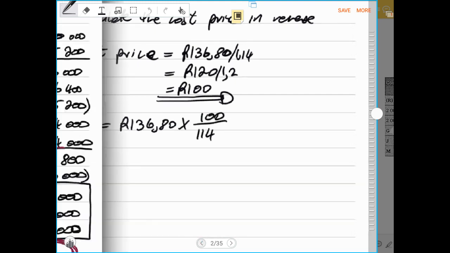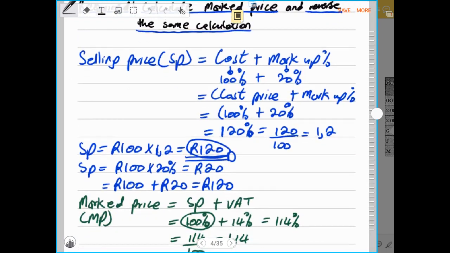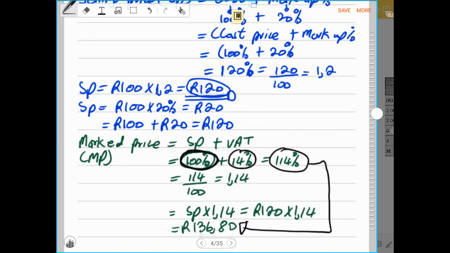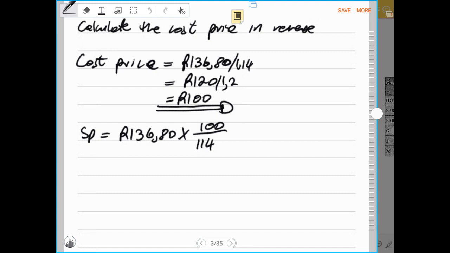Why are we doing this? It is because our selling price is 100%. I mentioned that our selling price is 100%, and we added VAT, and therefore now the marked price is 114%. That means this amount that we are looking at, this marked price, it is 114%. So now we are looking for the selling price, and the selling price is 100%, and this is out of an amount that is 114%. That is why now we have the right to just multiply our marked price by 100.